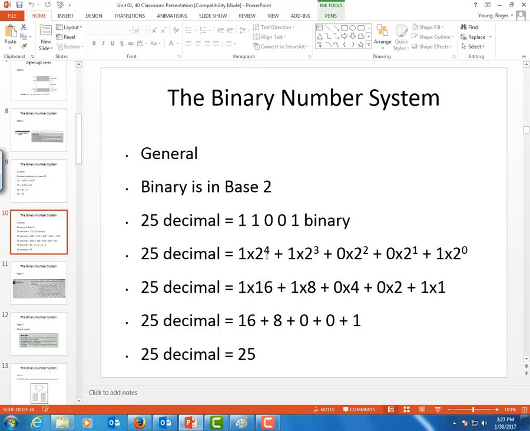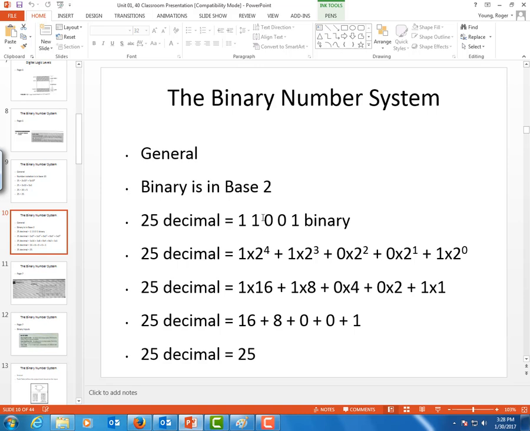1 times 2 to the 4th, which is right here, right? So if you think about it in another way, this is the ones column, this is the twos column, this is the fours column, this is the 8 column, this is the 16 column. Do you notice a pattern there? They double, don't they? 1, 2, 4, 8, 16. If you had more, it would be 32, 64, 128, 256. You just keep on going, right?